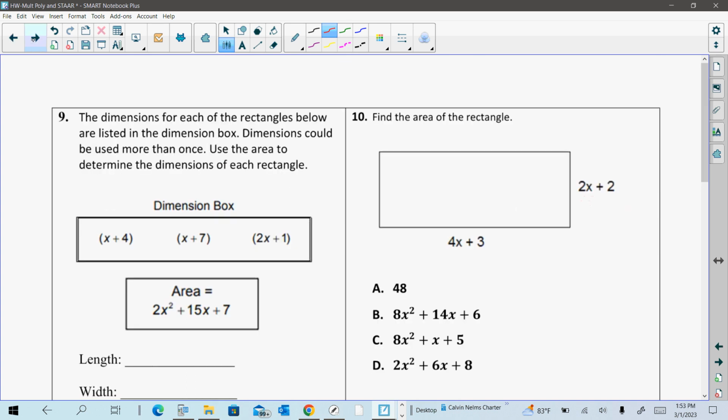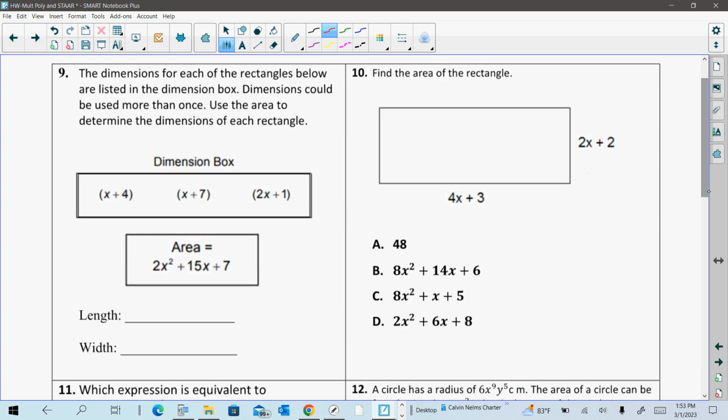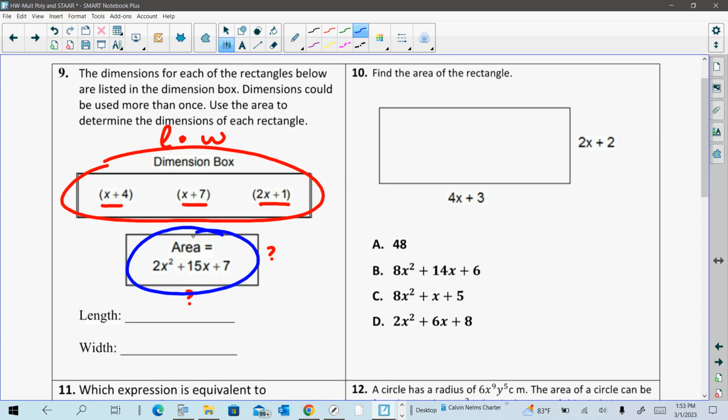Now on the back, this is an open-ended question. They're asking you to find the dimensions of the box, meaning what length times what width would end up with the area right here, 2x squared plus 15x plus 7. So basically they want you to come up with that length and width, and we're going to use the possibilities of these binomials. Which two of them could you pick and multiply and get that area? That's what they're asking.